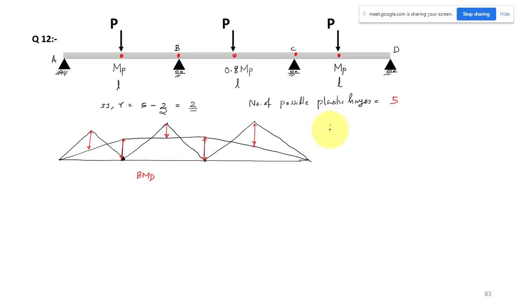Now we can find the number of independent mechanisms, which is the same as the previous problem. The number of independent mechanisms will be the number of possible plastic hinges, which I will call n, minus r. So n minus r is 5 minus 2, which is 3. So again here we will have three beam mechanisms to consider.